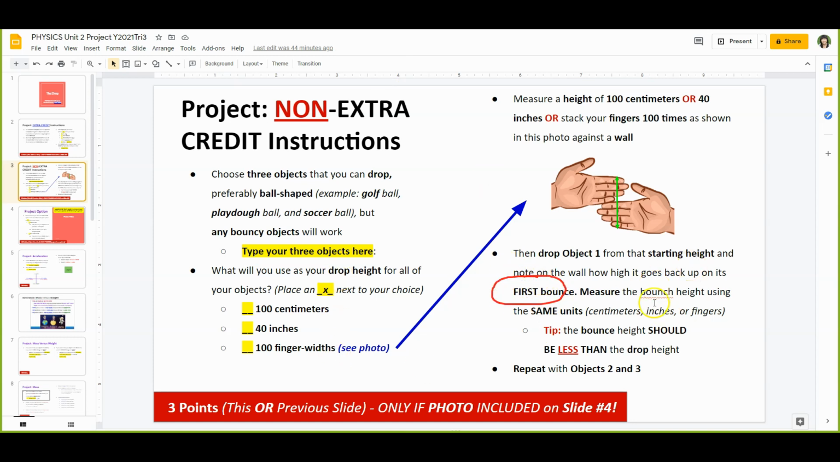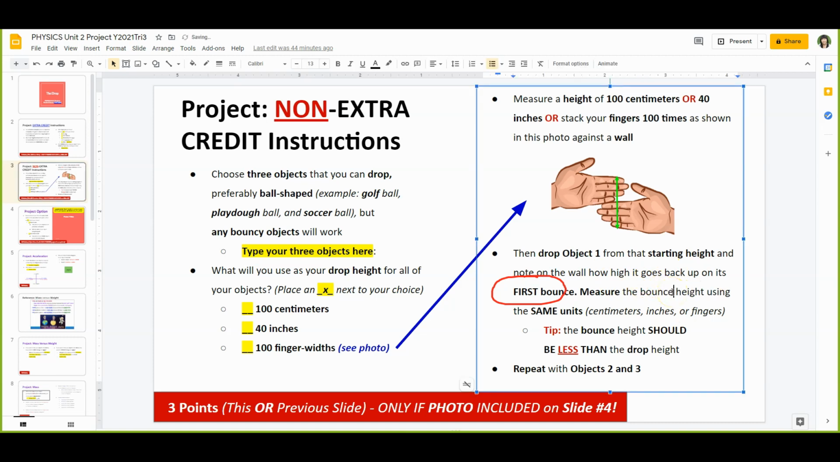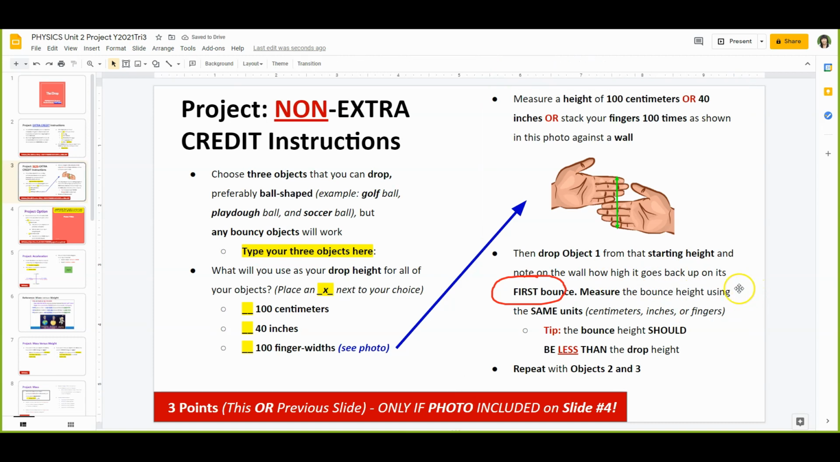Then you're going to measure the bounce height, using those same units: either centimeters, inches, or fingers. Now, your bounce height should be less than your drop height. I'll tell you that as a tip early on. Your bounce height should not be bigger than your drop height, and it should not be the same as your drop height. It should be less than your drop height.